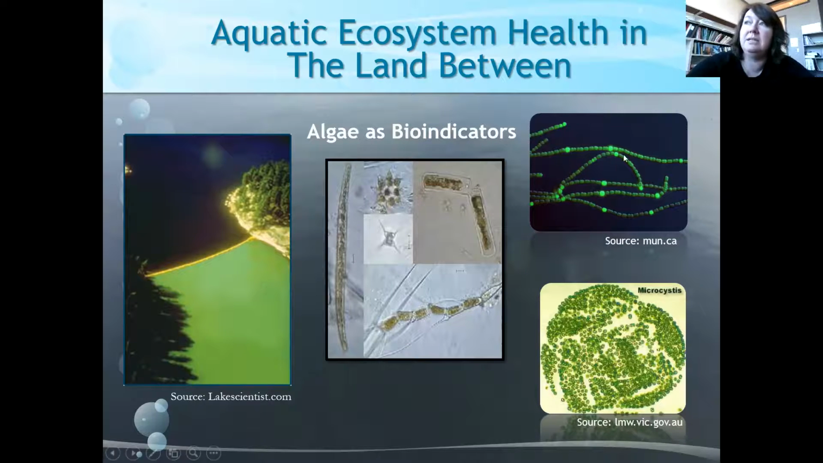So these heterocysts help this algae turn what we call gaseous nitrogen, so nitrogen from the atmosphere, into nitrite and nitrate, forms of nitrogen that are actually useful for the algae to grow.